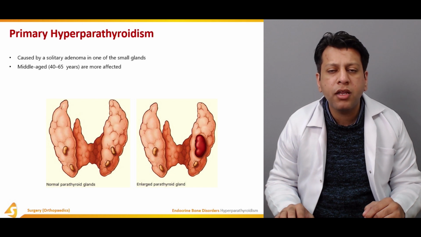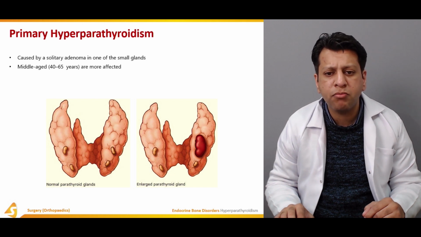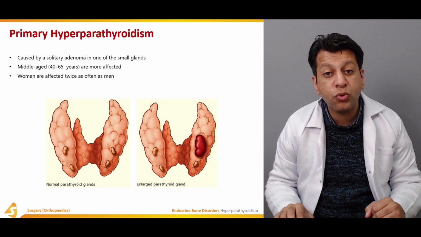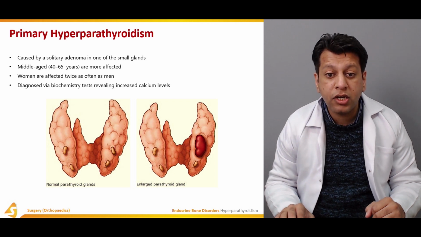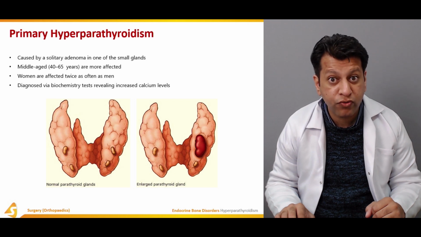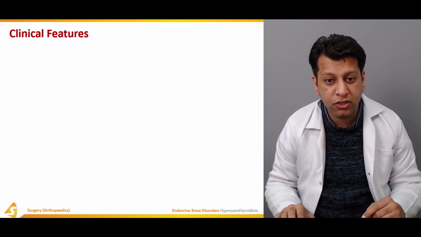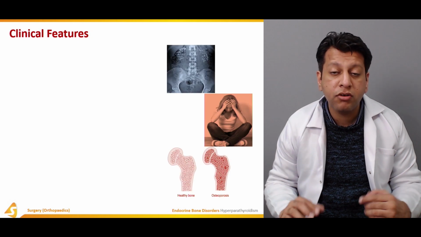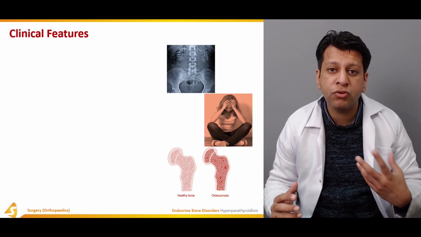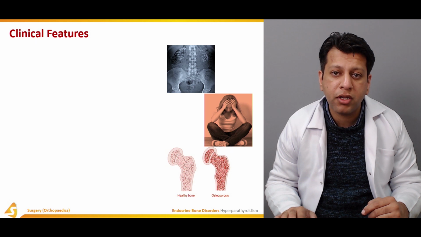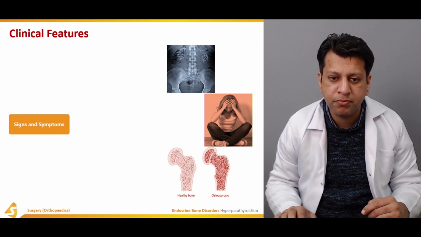Usually it is seen in middle age, with those 40 to 65 years more affected. Women are affected twice as much as men. It is diagnosed by a biochemistry test revealing increased serum calcium level, low phosphate levels, and high PTH levels. And if scintigraphy is done for the parathyroid gland, this would show the hyperactivity leading to parathyroid adenoma.